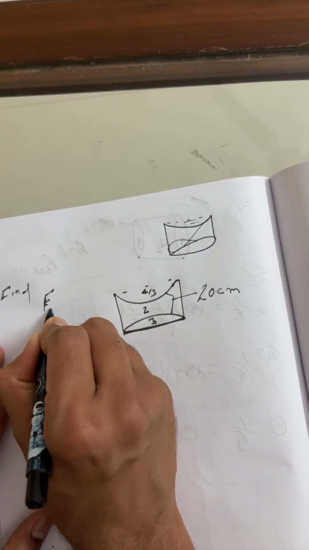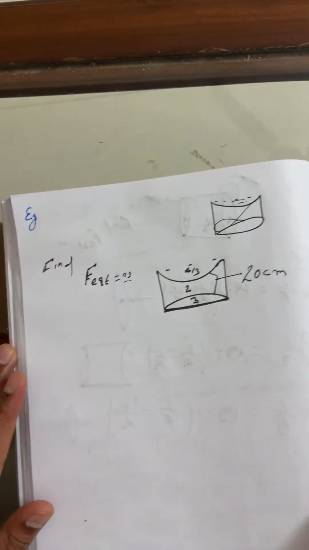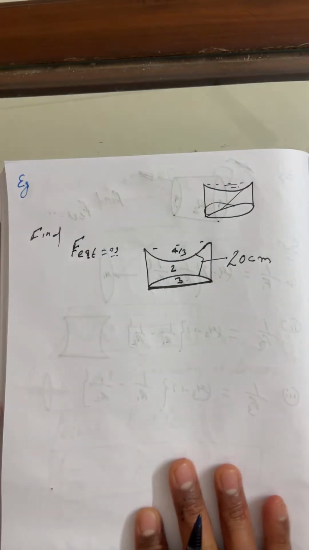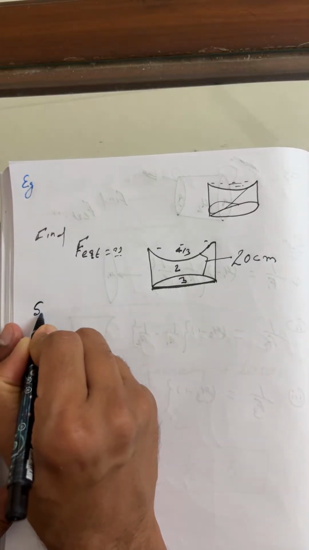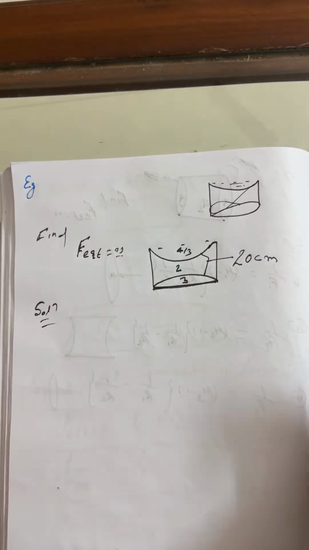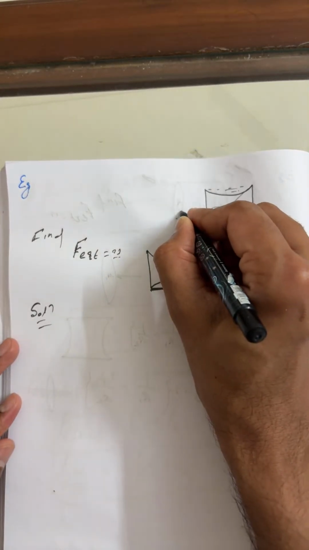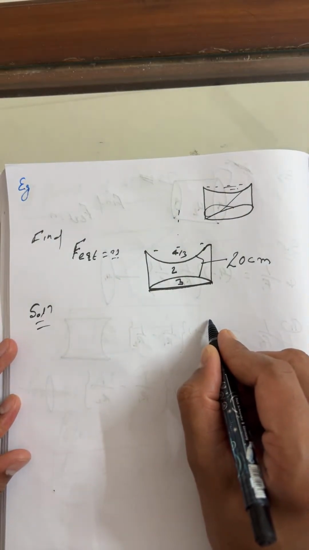Find F equivalent. That much. Okay, so, beta, I'll go through this here. It's your choice; I'm considering the ray coming from this side. So, beta, I'll make the diagram like this.